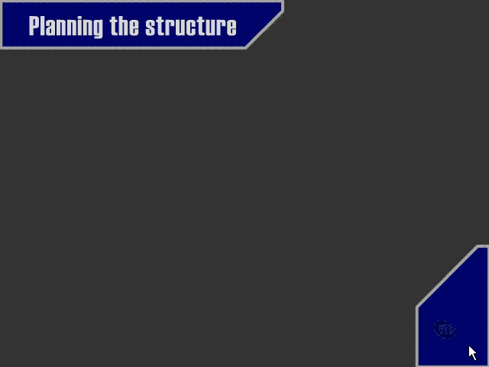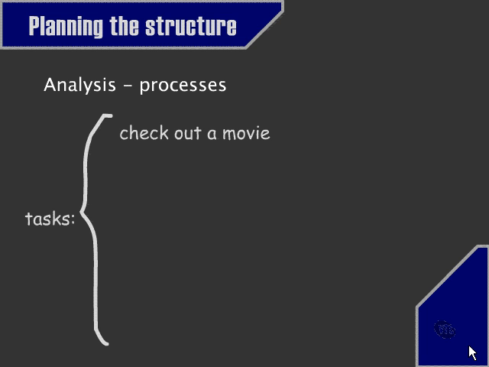Now let's take a look at the processes that are involved in realizing this set of needs. I've split this up into tasks, just a set of tasks that have to be carried out by the application. I'm not worried about how it's doing it at the moment, just these are the things that need to be done. The first thing that the application needs to be able to do is register that a customer has checked out a particular movie. And of course, when the customer returns the movie, that should be marked as well.